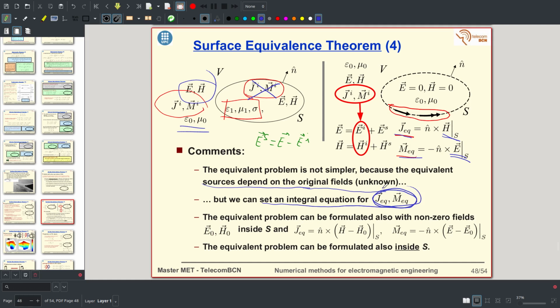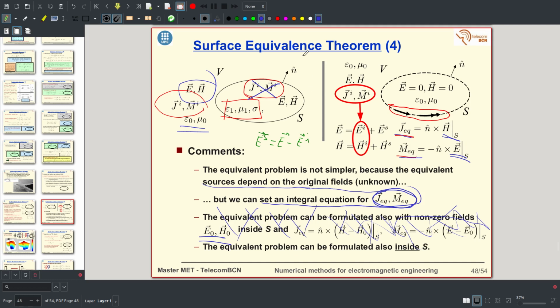Two comments. The equivalent problem does not necessarily need zero fields inside S. We can also solve the equivalent problem with non-zero fields inside S if they agree with Maxwell's equations. But anyway, forget about this because in practice we will always define zero fields inside S, because it is much easier for the formulation of numerical methods.